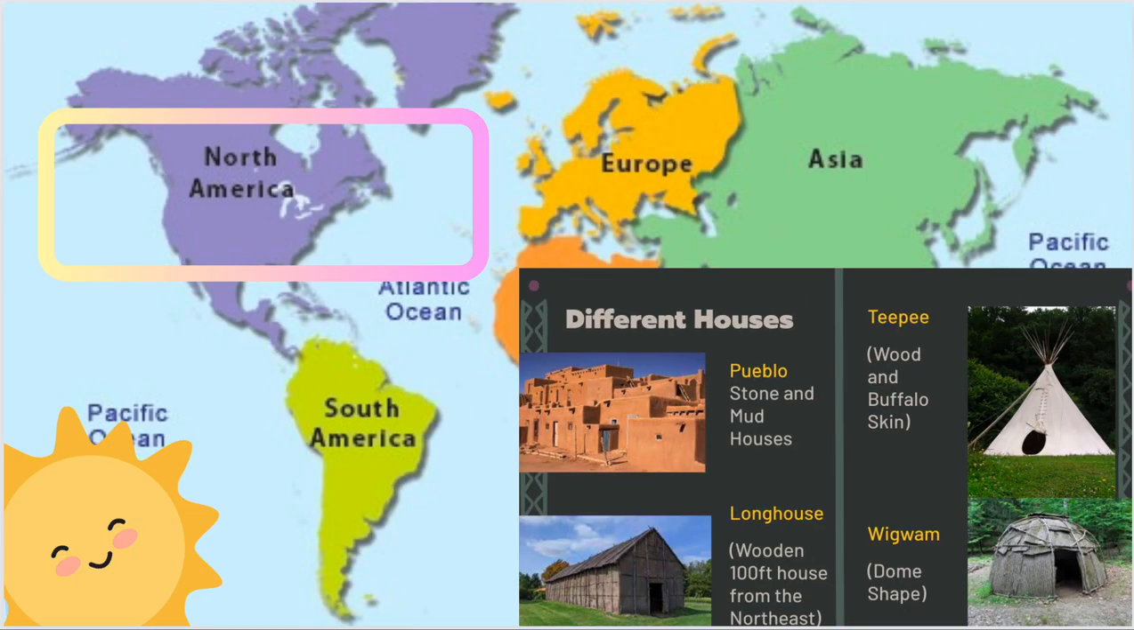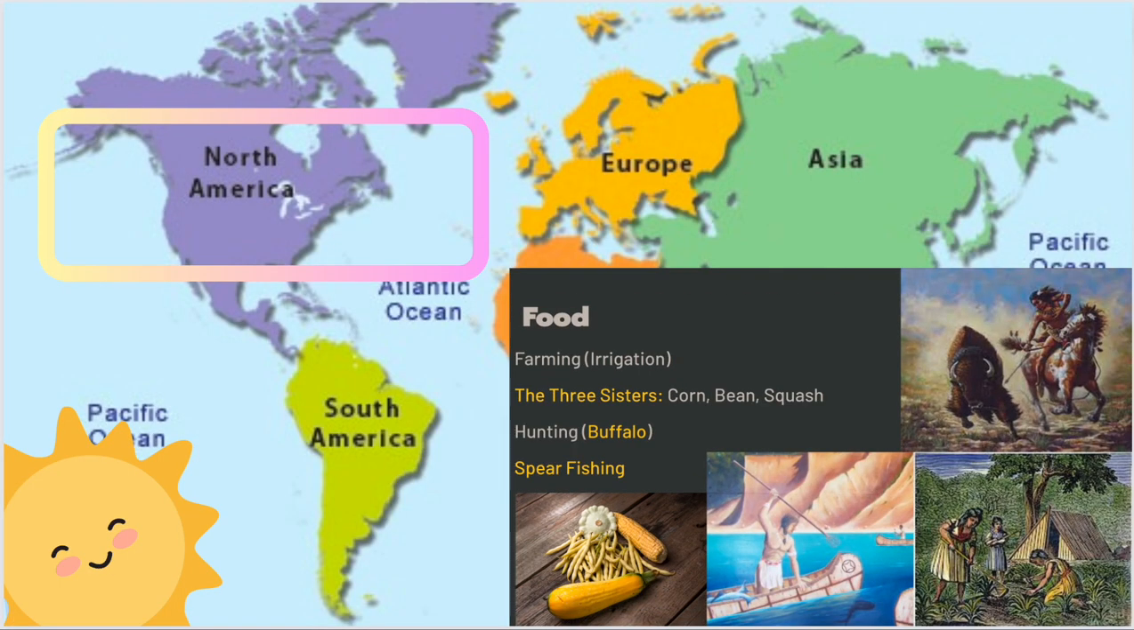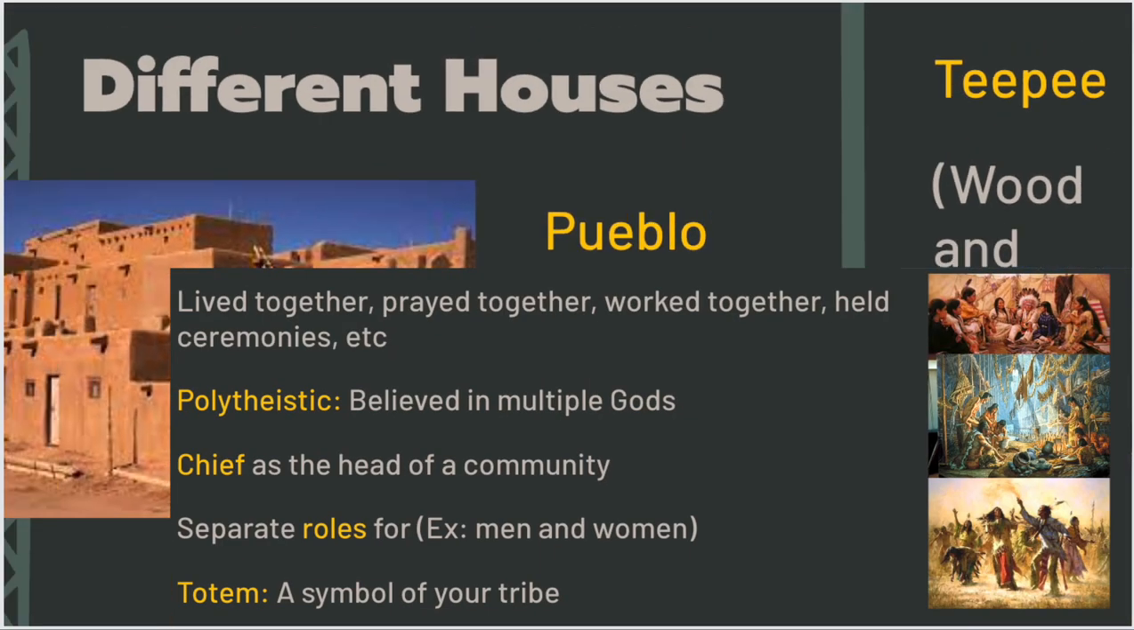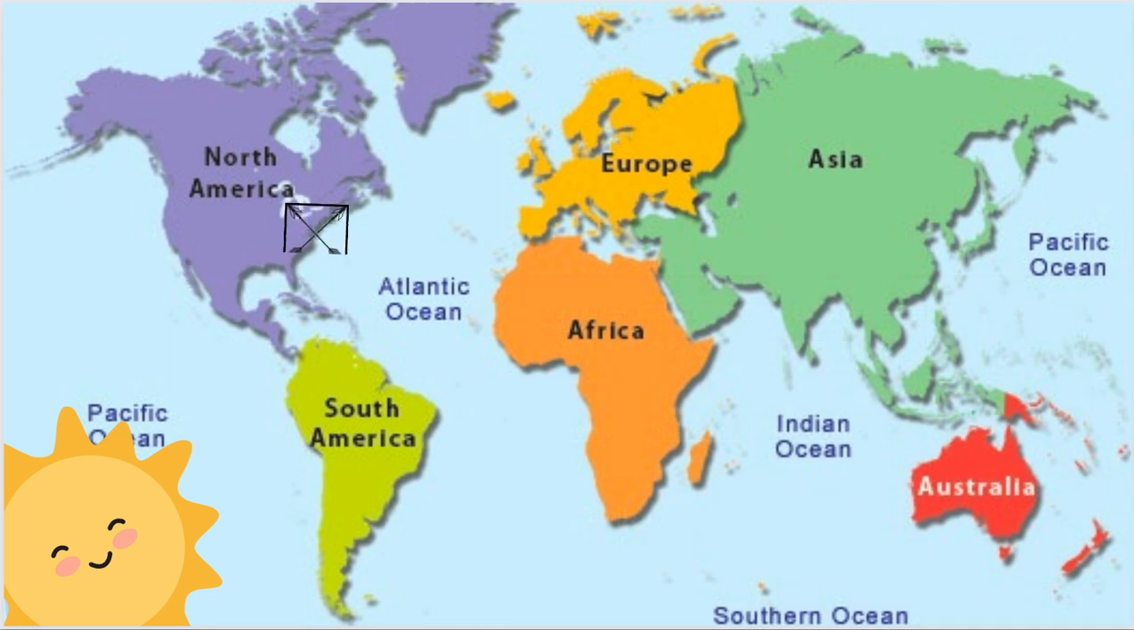Here's where we see these houses. We find teepees, we find longhouses and wigwams. We find different foods. Spear fishing becomes the thing for Native Americans. They grow the three sisters. That's corn, that's bean, that's squash. Hunting, like things like buffalo. And different cultural values. They were polytheistic, believed in multiple gods. And typically the leader of their community would be called a chief.